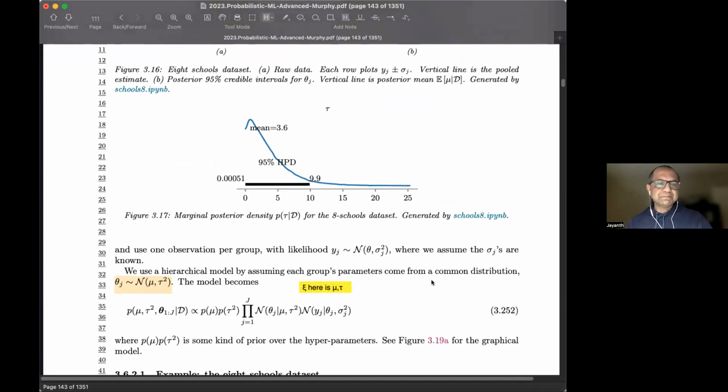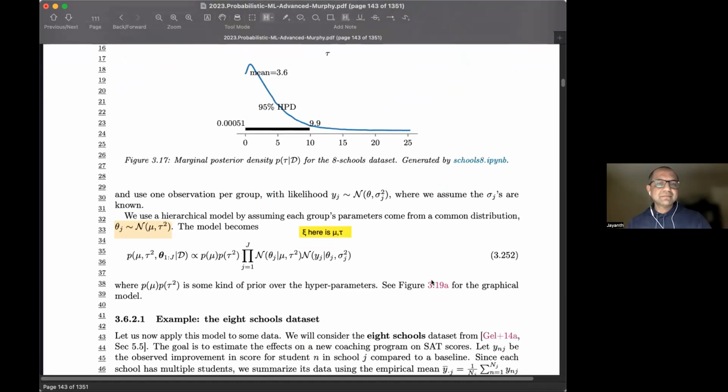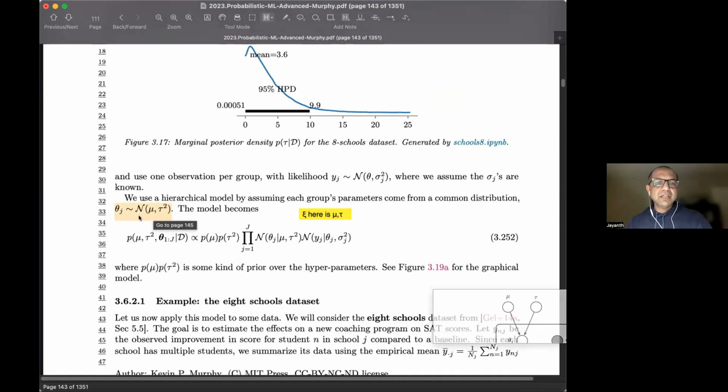The modeling here is on Gaussians, and so here your psi is the mu and the variance, and all of the theta are drawn from the same normal distribution.